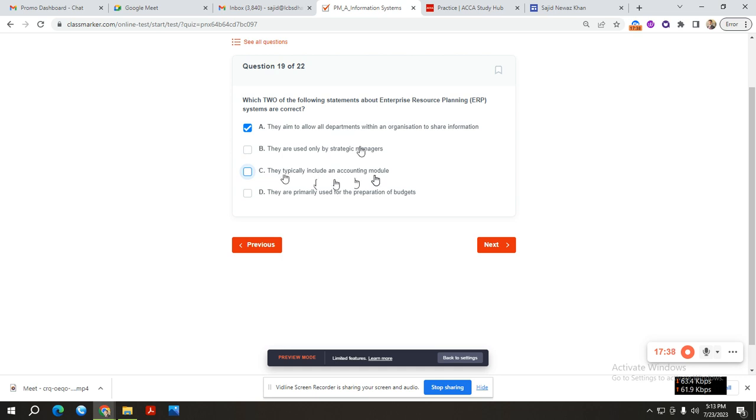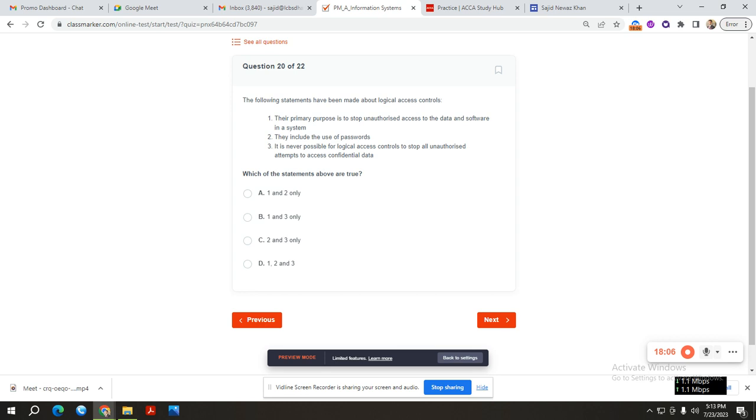Yes, they usually do, but let's look at the other option as well. They're primarily used for preparation of budgets. No, enterprise resource planning is not mainly used for budget preparation; it is used to coordinate everything, okay? Budgets could be a function, but it is not the primary function or one of the major functions of that. So we'll go for this. So A and C.